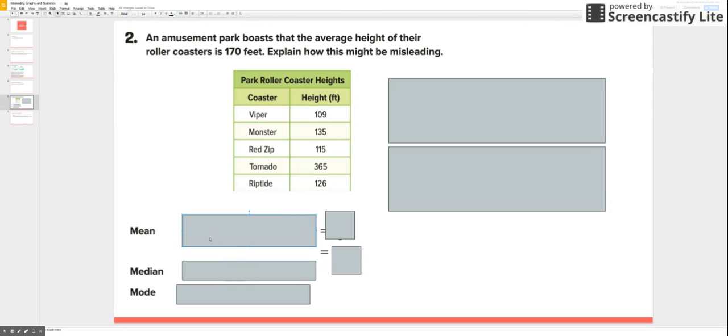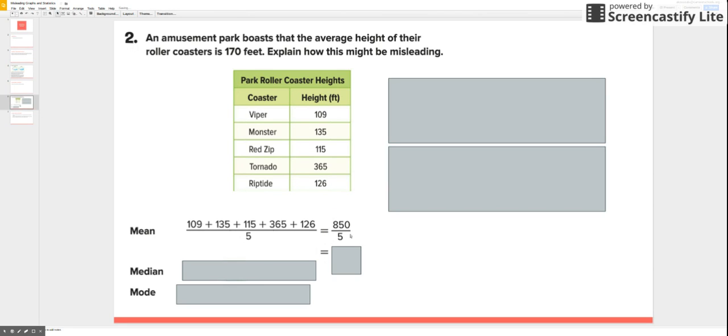But let's look at our mean, median, and mode. In order to find our mean, you add up all the numbers, and then you divide by 5, because there are 5 numbers. So 850 divided by 5 gets you 170. Your median, on the other hand, if we remember, we line up the numbers in order from least to greatest, and you choose the middle number. So the middle number in this case is 126. And the mode, well, there is no mode here because nothing repeats.